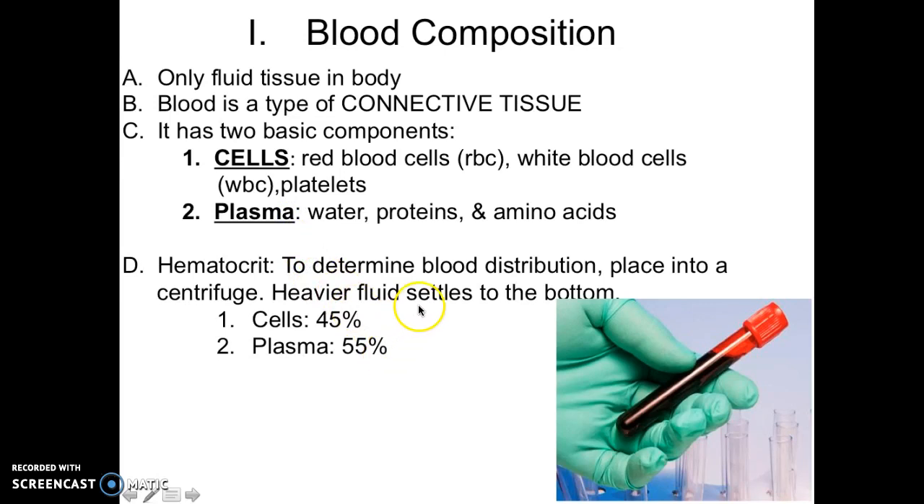So we're talking about the distribution. So basically what this is like, what are you looking at percentage wise? It's called hematocrit. 45% of it are cells, 55% of it are plasma. So most of your blood is actually water.